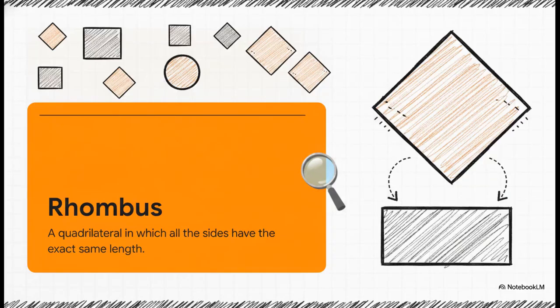And that brings us to the rhombus. A rhombus is a quadrilateral where all four sides have the exact same length. But here is the real secret. Because its opposite sides are parallel, a rhombus is actually just a very special type of parallelogram. You can basically think of it as a parallelogram that was somehow forced to have four perfectly equal sides.